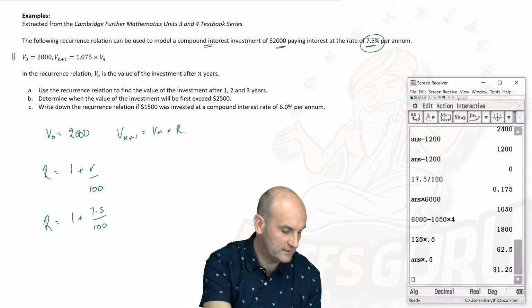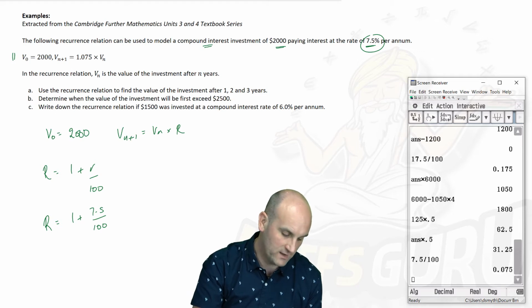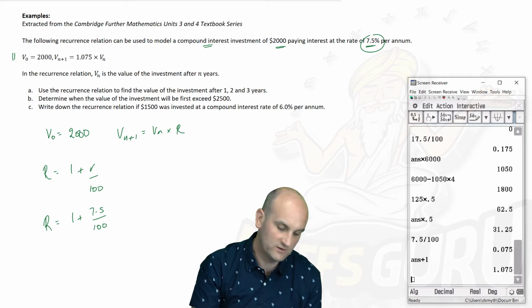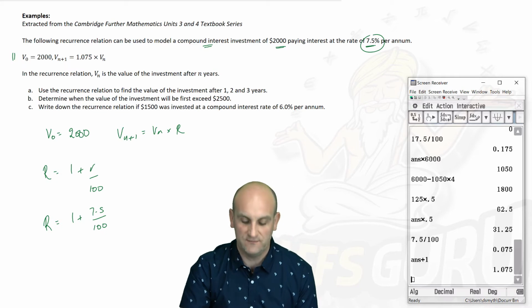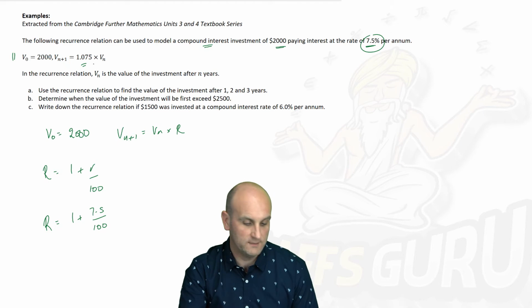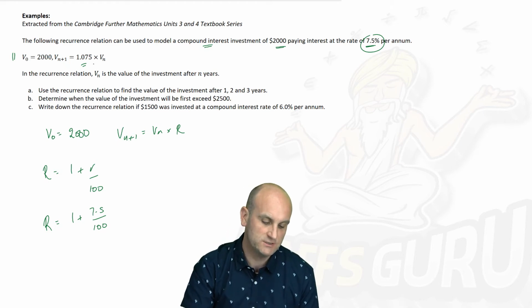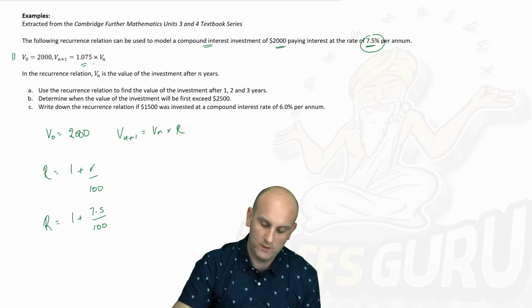Fire up my calculator and let's just check that that's true. 7.5 divided by 100 gives me 0.075. Let's add 1 to that, which gives me, oh look, 1.075, and that was given in the question. So they've done the hard work for me. Thank you very much, Barry. So use the recurrence relationship to find the value of the investment after 1, 2, and 3 years.